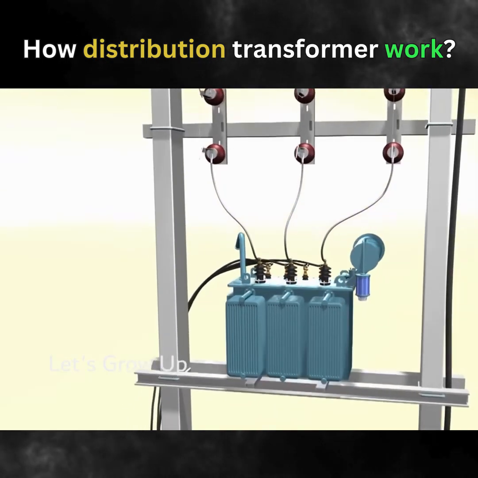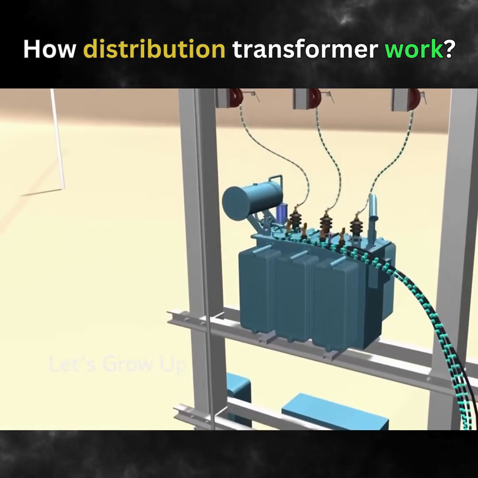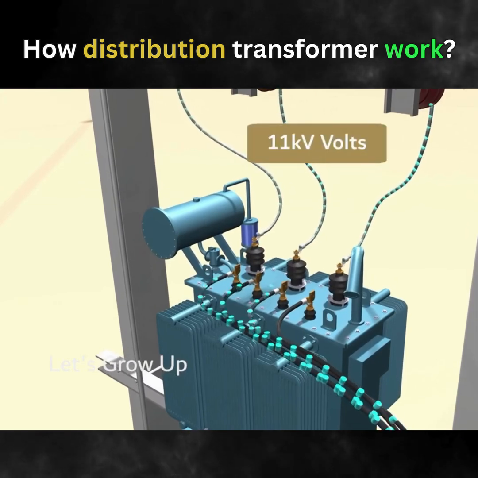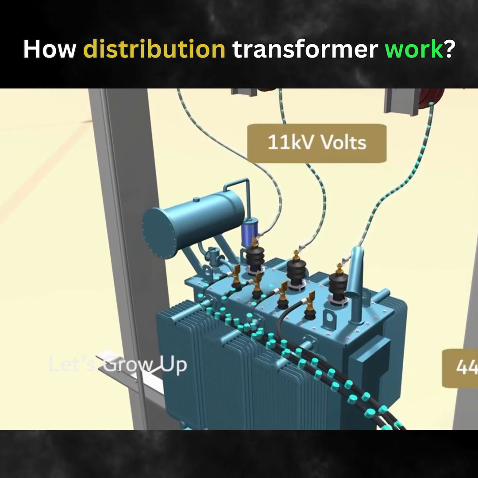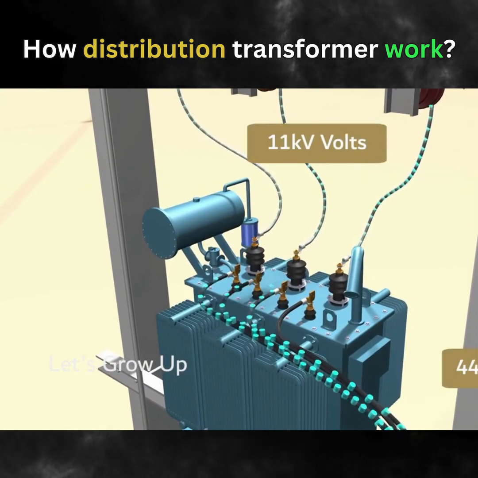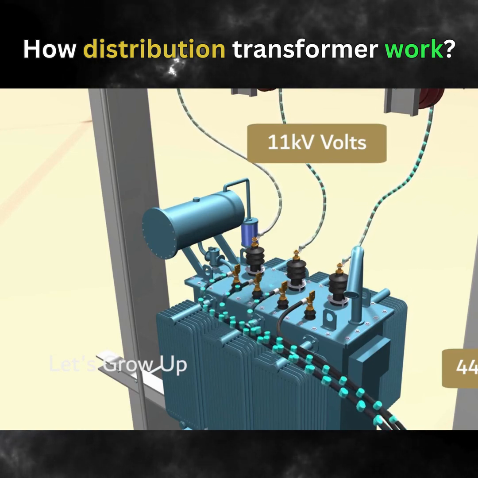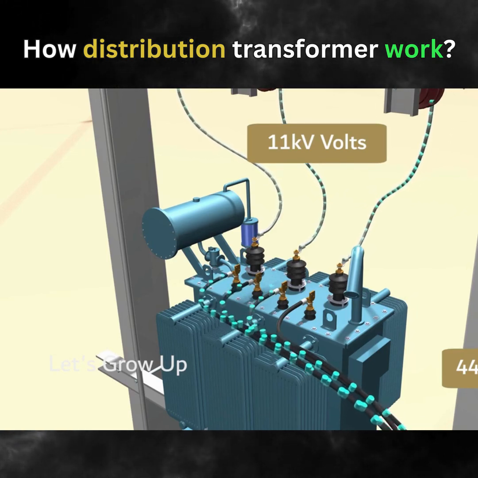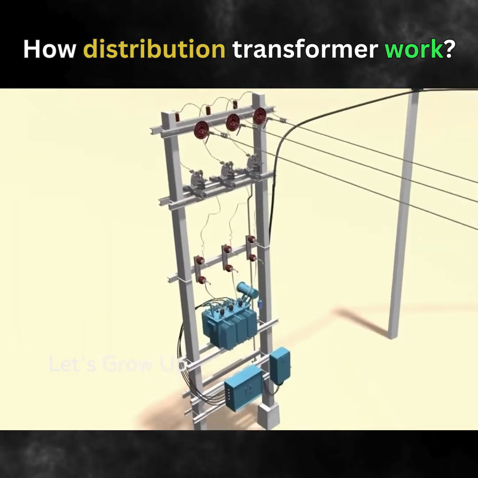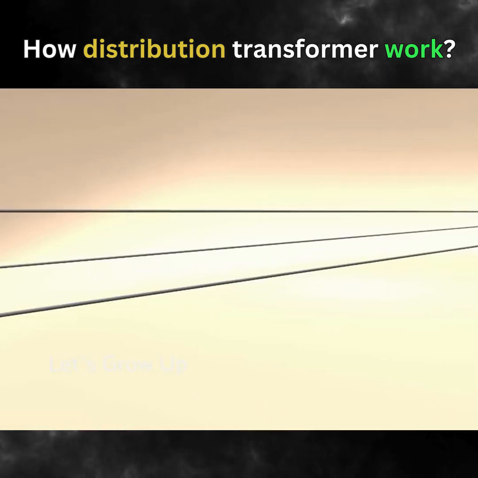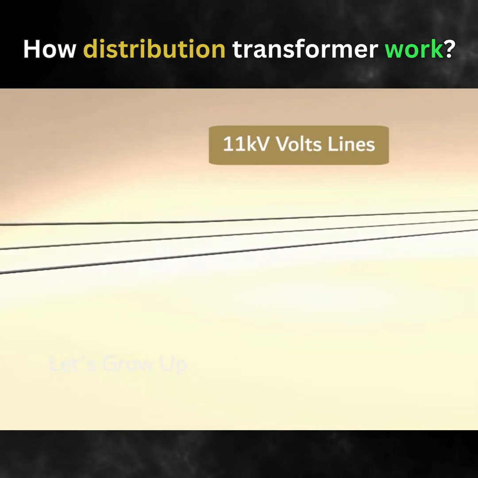This is a pole-mounted distribution transformer that plays a vital role in electrical power distribution by transforming high voltage levels to low voltage levels. Here, high voltage, such as 11 kV, is converted to low and safer levels, typically ranging from 230 volts to 400 volts, suitable for use in households and industries.